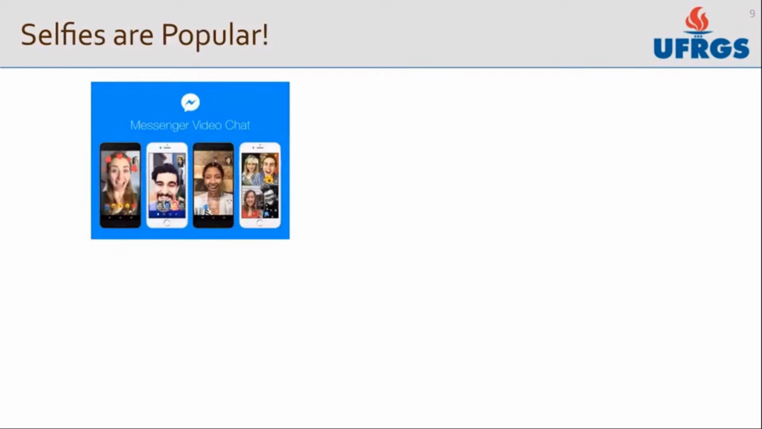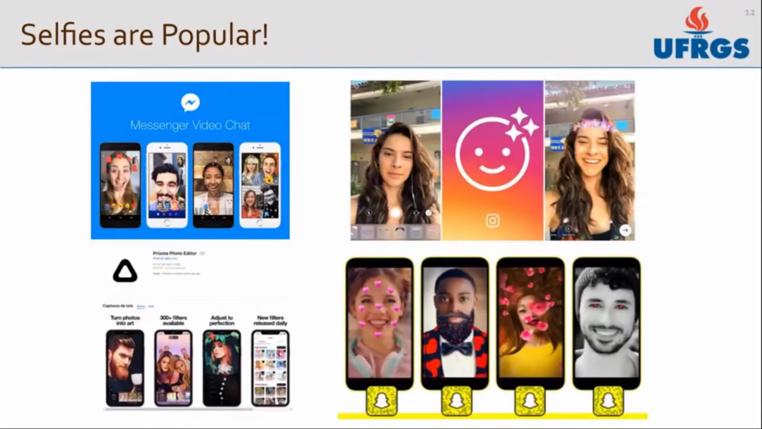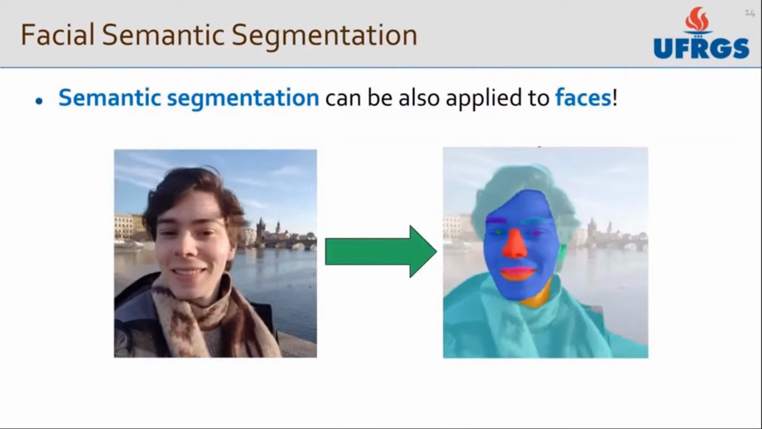It is well known that selfies are the basis of many social network interactions nowadays, such as Messenger, Instagram, Prisma, and Snapchat, where it's possible to play with filters and special effects. Also note that semantic segmentation models can also be applied to faces. In this sense, the semantic segments can be the hair, the clothes, the background, the eyes, and so on.